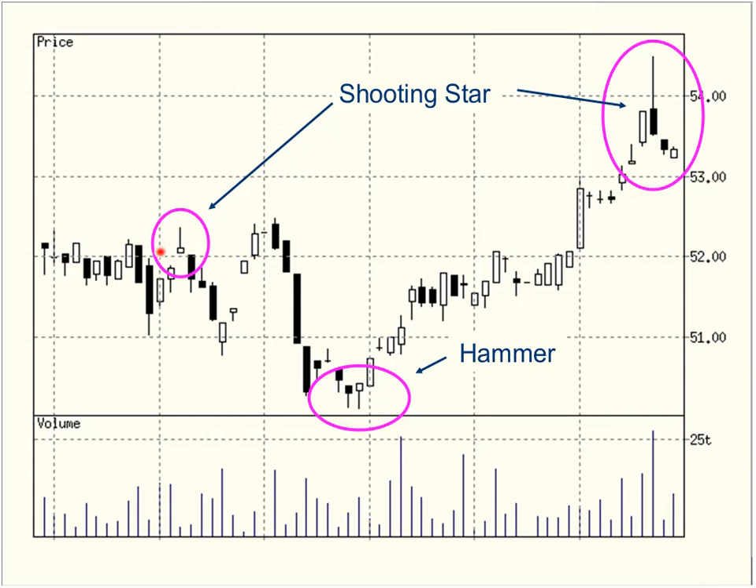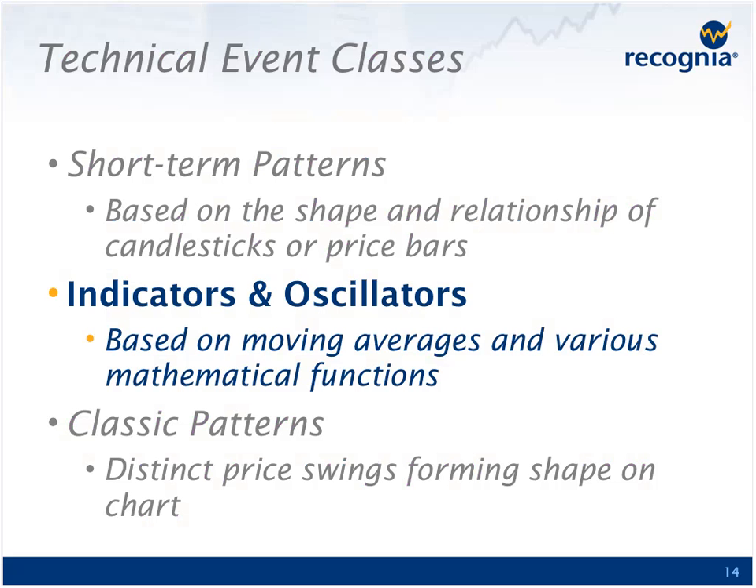But notice in this particular case, the price did reverse lower after our shooting star on the right, and is in the process of starting to reverse lower in the one on the left. So that's a couple of examples of short-term patterns.